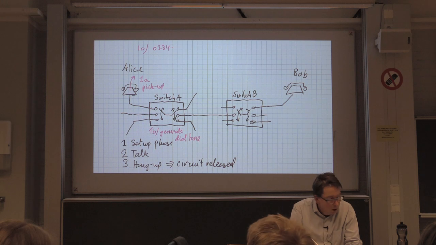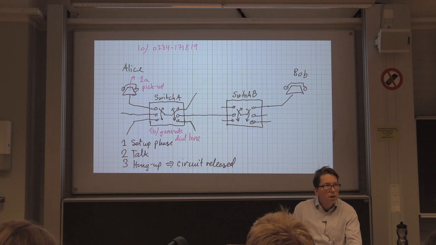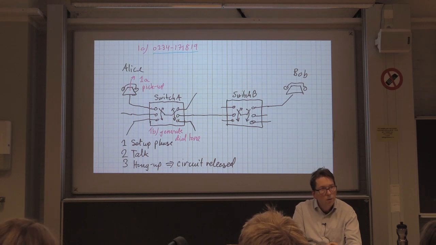and she dials 1, 0, 2, 3, 4, I don't know, 1, 7, 1, 8, 1, 9, say. Okay. Now, the old style telephone network was also built on addresses. So this is the destination address, right? And it's also hierarchical in the sense we have an area code in the beginning and then, not area code, at the end.